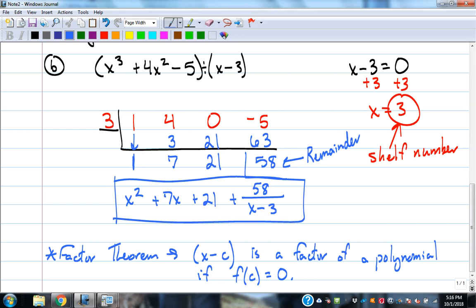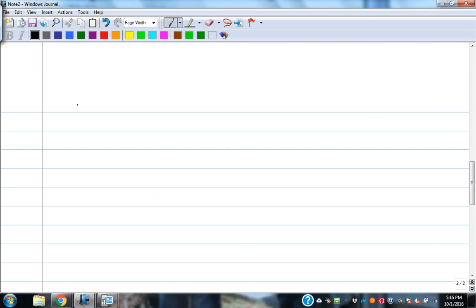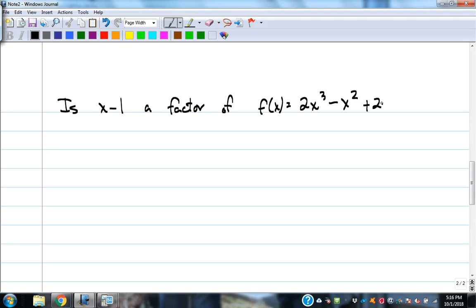What we're going to do here is test to see if something is a factor of a polynomial. Is x minus 1 a factor of f of x equals 2x cubed minus x squared plus 2x minus 3? So here's what we're going to do. We're going to divide f of x by x minus 1.